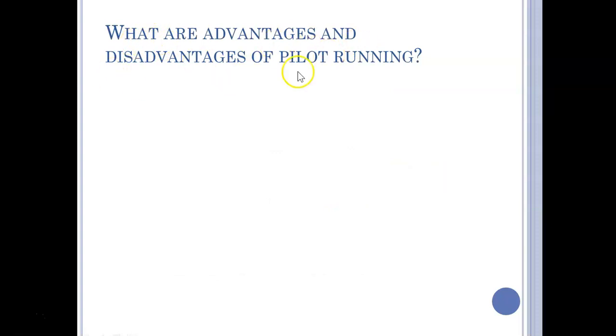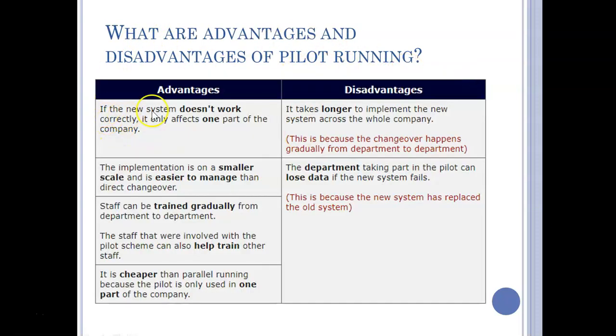What are the advantages and disadvantages of pilot running? If the new system doesn't work correctly, it only affects one part of the company. So the part of the company that you chose to test this new system on, only that section is affected. The implementation is on a smaller scale and is easier to manage than direct changeover. Staff can be trained gradually from department to department. The staff that were involved with the pilot scheme can also help train other staff. It is cheaper than parallel running because the pilot is only used in one part of the company.